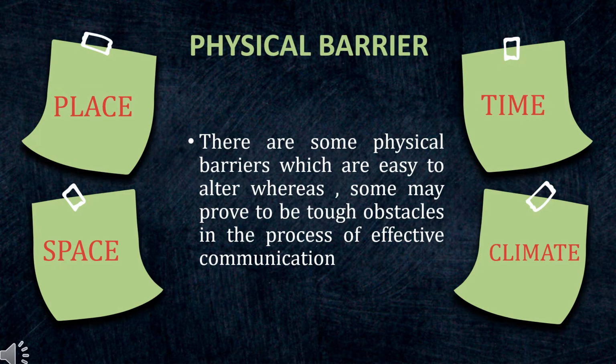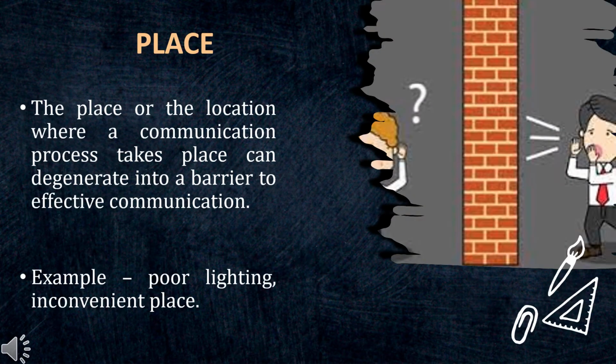There are some physical barriers which are easy to alter, whereas some may prove to be tough obstacles in the process of effective communication. So, in physical barrier, there are four types. First is place, then space, time, and climate. Now we see about the first physical barrier, place.